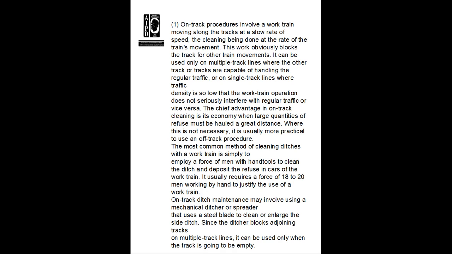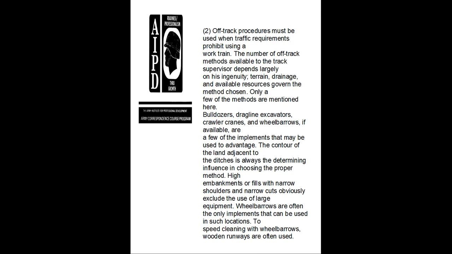Justifying use of the work train on track ditch maintenance may involve using a mechanical ditcher or spreader that uses a steel blade to clean the ditch and enlarge the side ditch. Since the ditcher blocks adjoining tracks, it can be used only when the track is going to be empty.